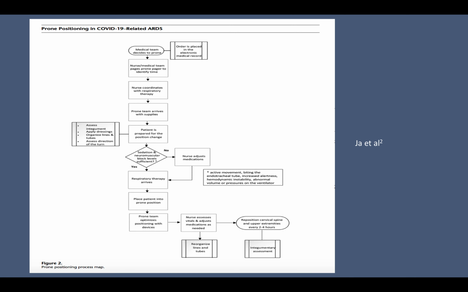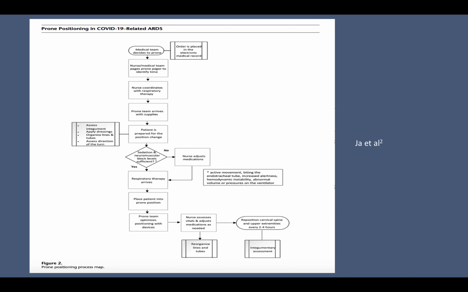This is a little flow chart on the different assessments they did throughout the proning session. It starts with the nurse and the medical team saying it's time to start the proning session. Respiratory therapy is called, supplies are organized, the use of sedation or neuromuscular blockers is assessed, and they decide if any change in medication needs to occur before this complex proning position is changed. RT is then there.